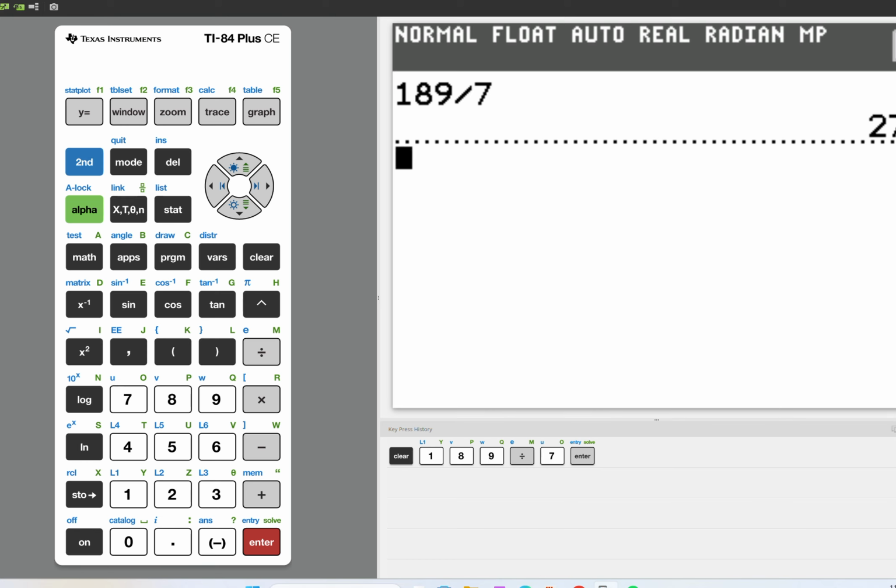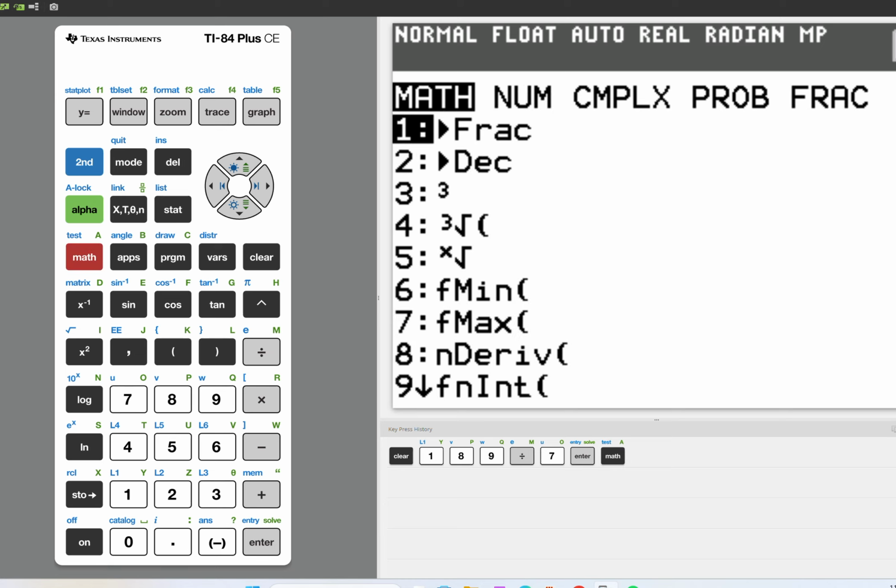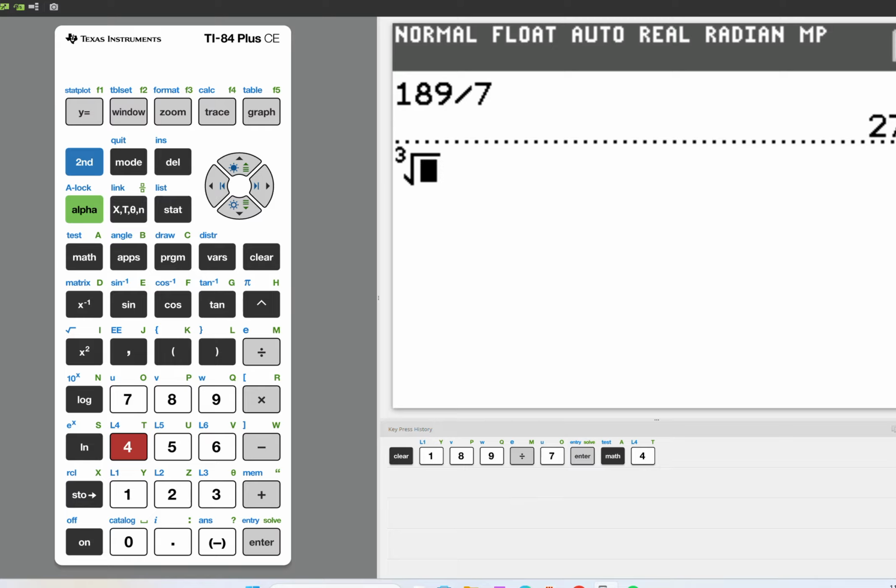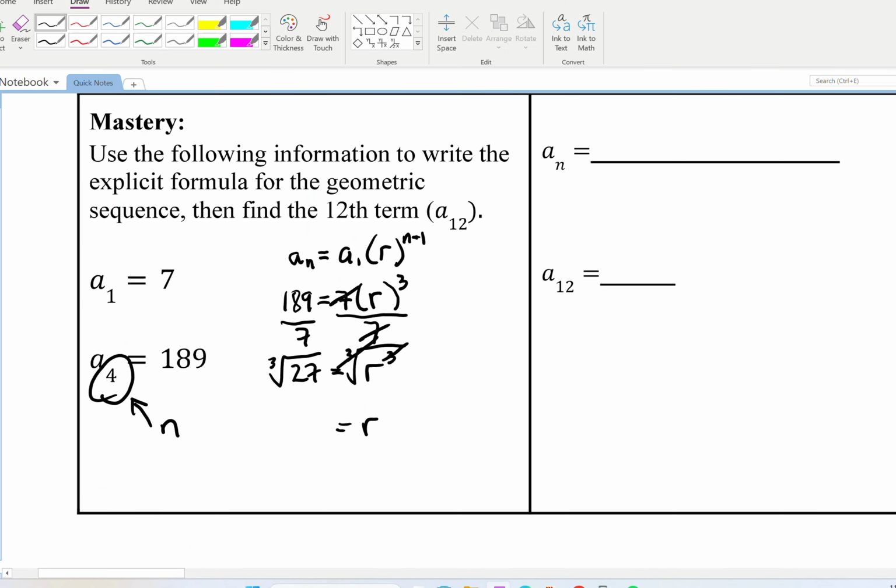And we can do that in our calculator. If you hit math, the cube root you see is number 4. So I can just hit the number 4. That brings that up, and then I just type in 27. The cube root of 27 is 3. So our common ratio is 3.